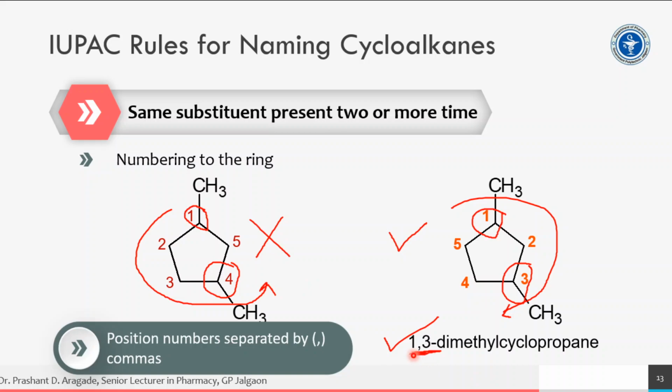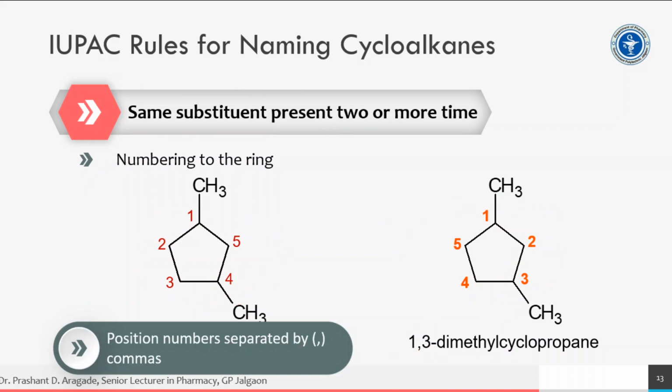So in that example, see 1,3. Position numbers are separated by commas, and the number and name are separated by a hyphen. So always remember those two rules. It is the most important point while writing the IUPAC names of any compounds.